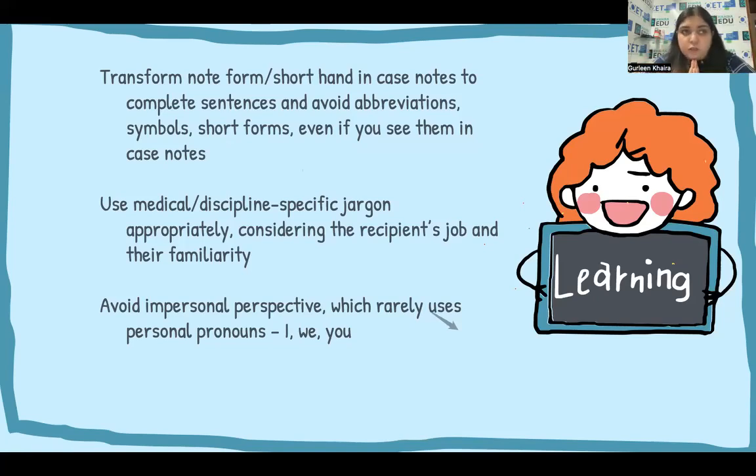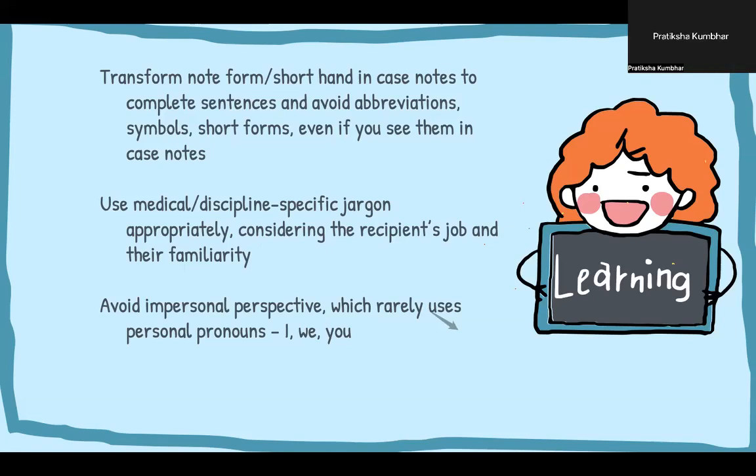For abbreviations or acronyms that are globally accepted, and if you feel they'll be known to the recipient, you can use them. For example, capital B, capital P, BP. I think this is a globally accepted acronym for blood pressure, so that's fine. But any other abbreviation that your recipient may not be familiar with, or will be difficult for the reader to understand, should be avoided. Use medical or discipline specific jargon appropriately, considering the recipient's job and their level of familiarity with it.